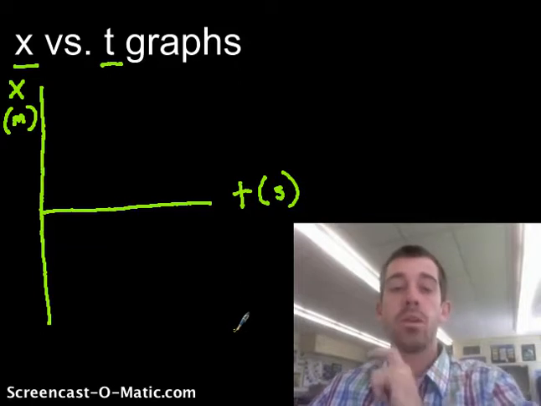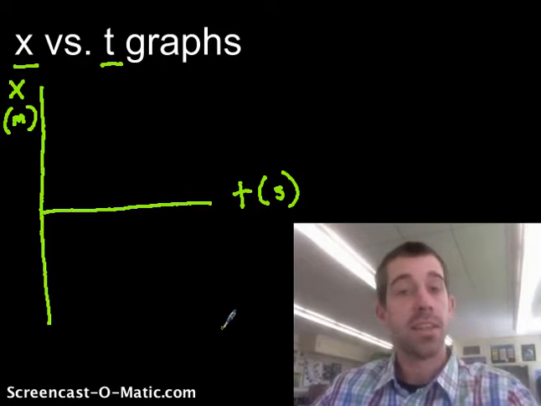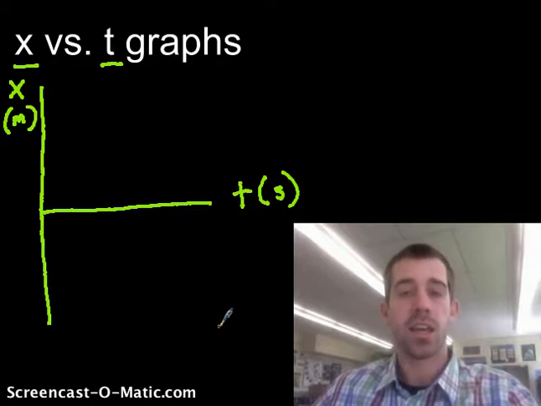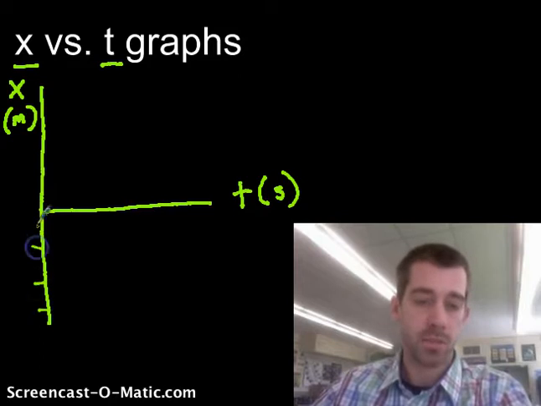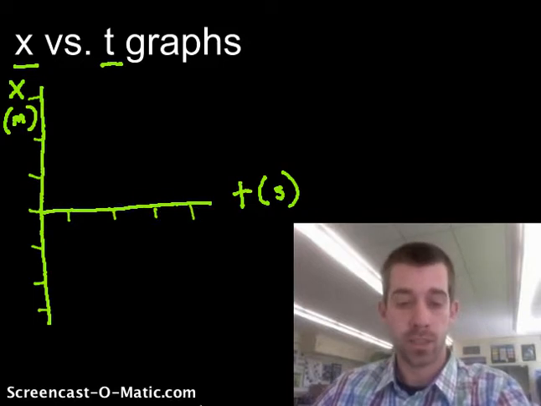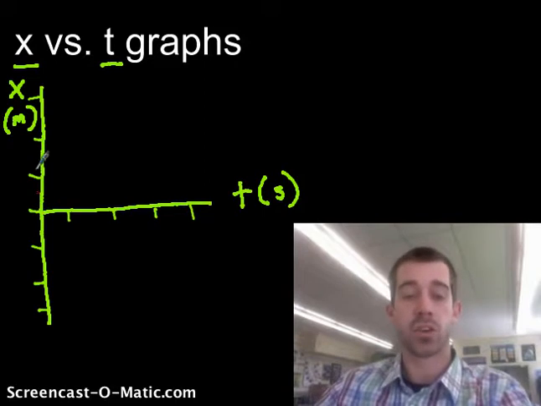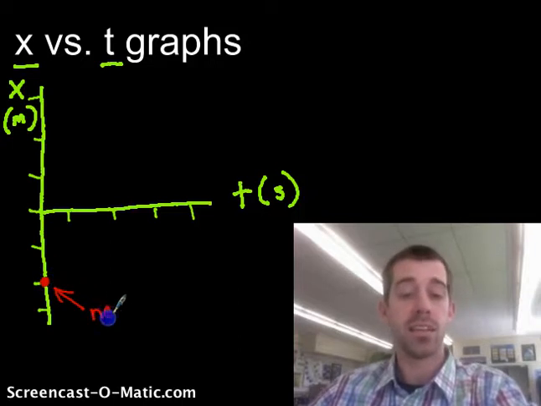Now, when we draw these graphs, remember that the rule is the object is moving at constant velocity. That means it's going to cover the same position or the same distance every second. So if I were to put some labels on this, the first thing to realize would be that at time of 0 seconds, the object is going to be at its starting position. Now let's say it starts on the negative side. Okay, so that would mean that you have a negative starting position.